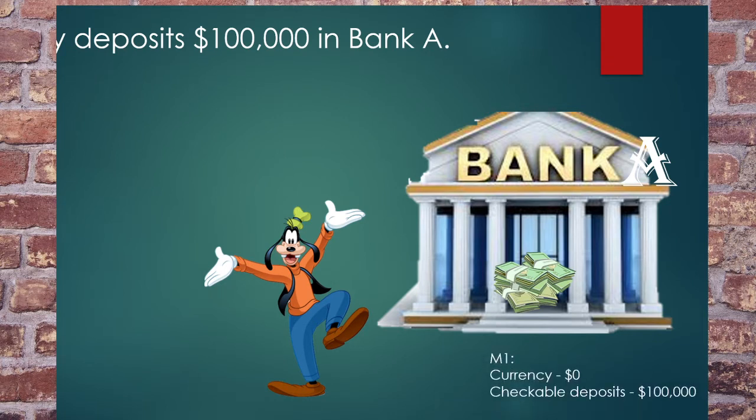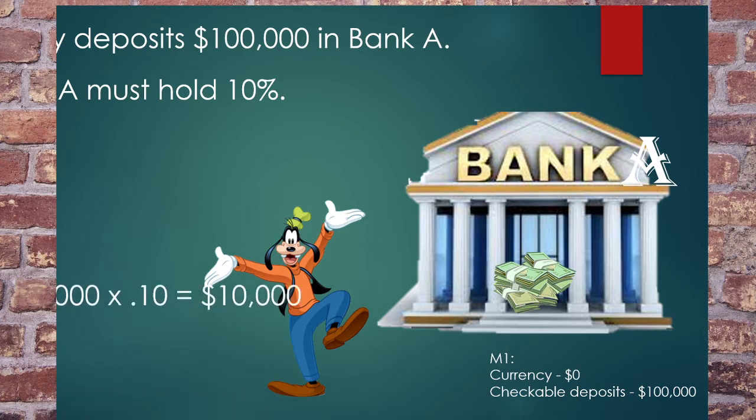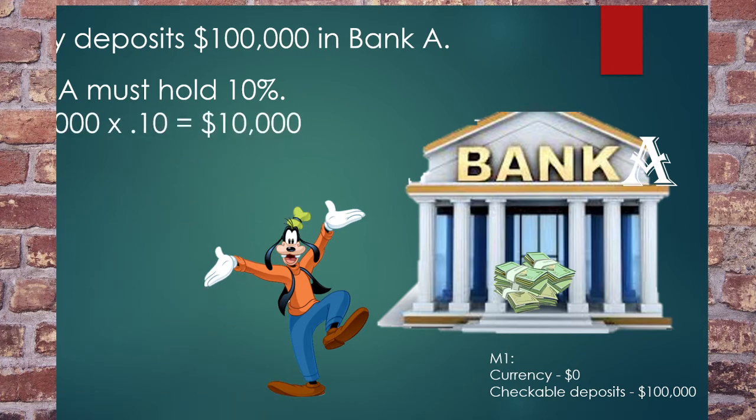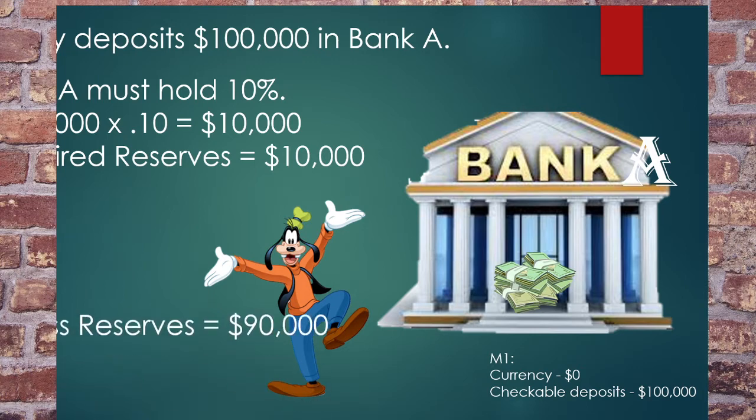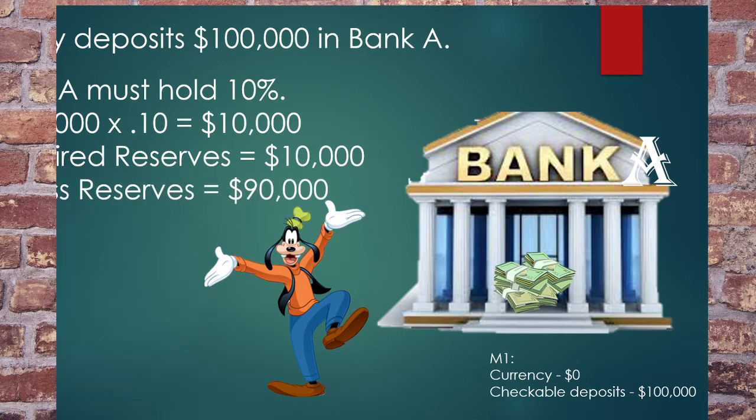You'll notice that M1 does not change, but where the money is does. It moves from currency into checkable deposits. Bank A must hold 10% of all deposits. So 10% of 100,000 is $10,000, which means the required reserve. So the whole 100,000 is reserves, but there's required reserves, which is what they're required to hold, which is 10,000. That means they have excess reserves of 90,000. Total reserves of 100, 90 excess, 10 required.